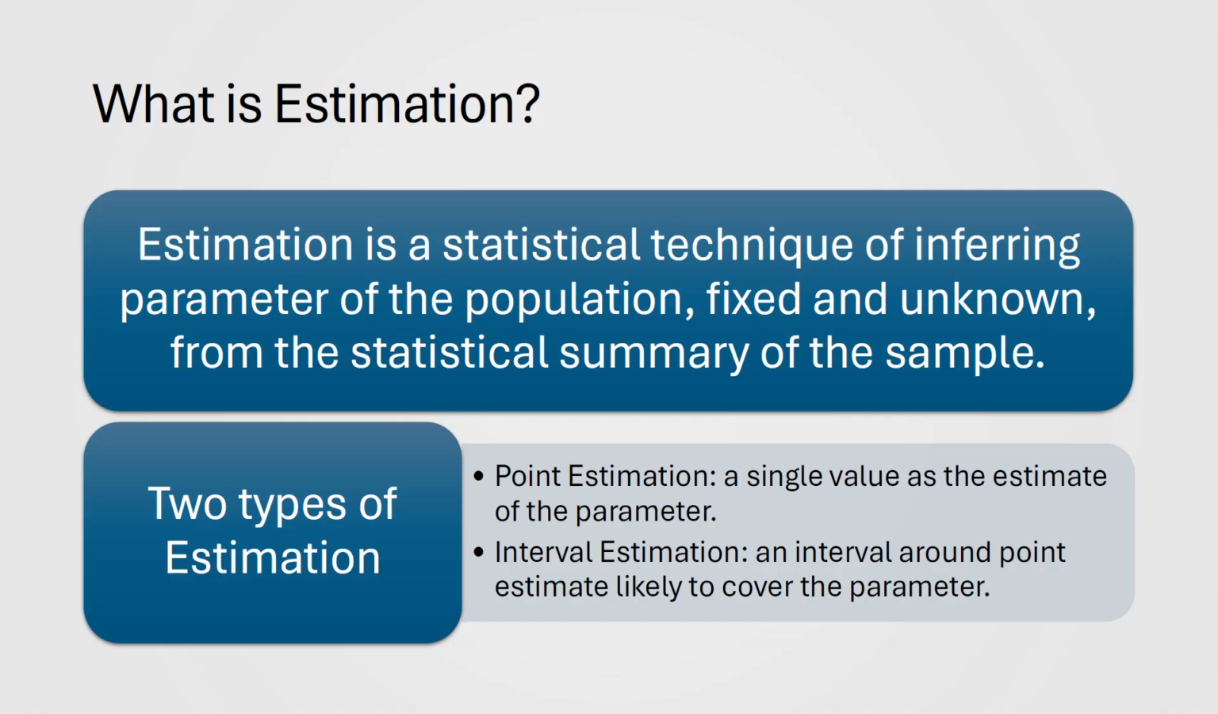The population parameter can be mean, proportion, or variance. We have two types of estimations: point estimation, which is a single value estimate of the population parameter, and interval estimation, which, in addition to the point estimate, provides an interval around the point estimate which is likely to cover the population parameter.